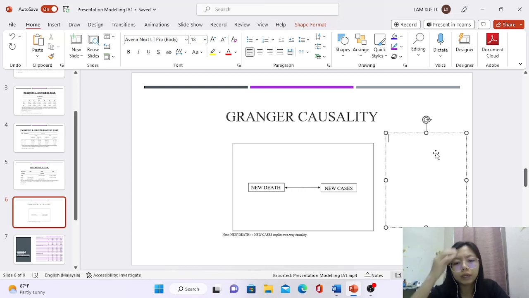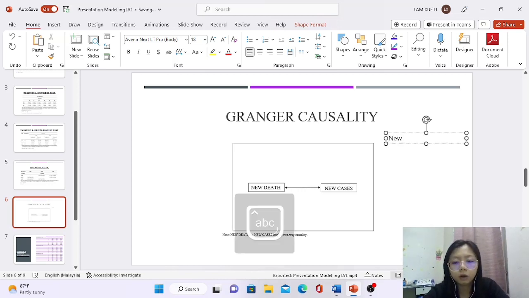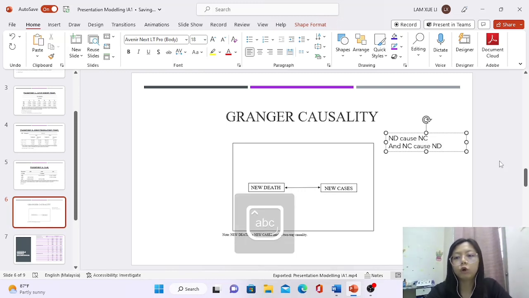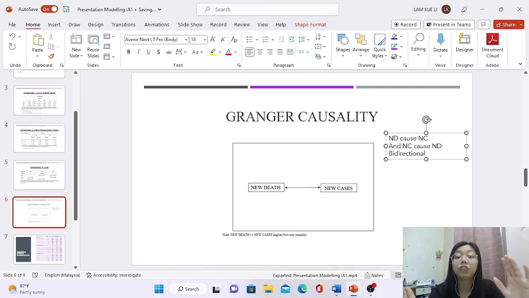So I just write down ND cause NC, and NC cause ND. So there is a bidirectional relationship, and we have two direct relationships, from ND to NC and NC to ND.